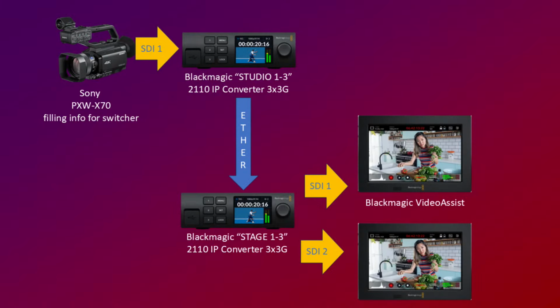very simple diagram of how I want to connect it, and this is roughly what I want to do. So what you're going to see in just a bit is that I'm going to utilize my Sony PXW-X70 camera, just a simple camera. I'm going to connect it to SDI 1 in on the Blackmagic 2110 IP Converter 3x3G, which I will be calling Studio 123. I have removed that connectivity already, and we will do that together. Then we're going to connect it via Ethernet to a second box, which we're going to call Stage 123, and then we're going to utilize two monitors as a way to showcase that you can actually bring that signal to multiple locations, that you can really reroute it the way that you want.